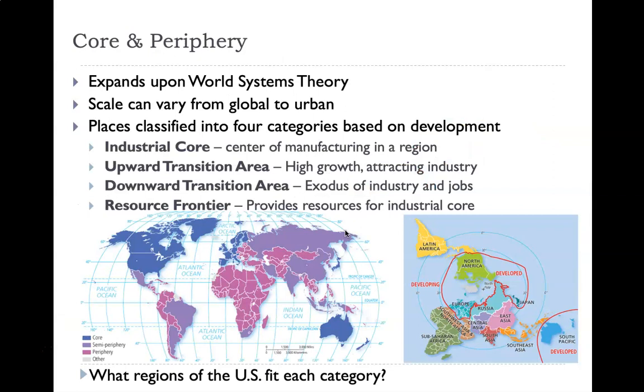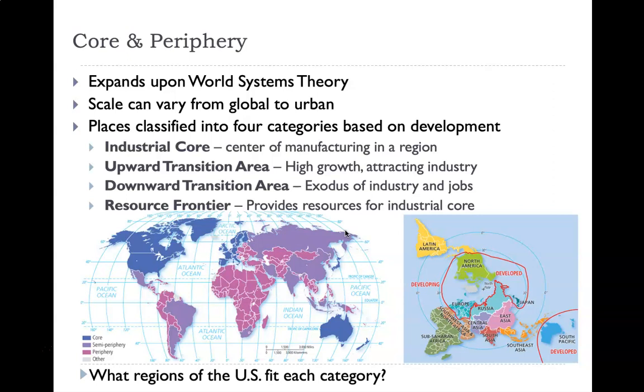So that leads us to the core and periphery model, which expands on the world systems theory. It takes it a little bit of a step further, and it classifies places into 4 different categories instead of 3. Instead of the core, you have the industrial core. Instead of the periphery, you have something called the resource frontier, which provides resources and cheap labor to the industrial core. And then you have the upward and downward transition areas.